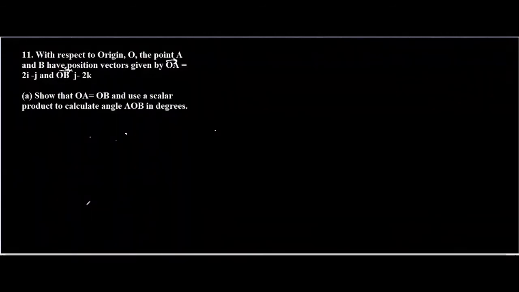In question number 11, they have given two position vectors OA and OB, and they are asking us to show that OA is equal to OB. If you notice, there is no vector sign on top. That means they are asking about the magnitude only, line segment OB and line segment OA. So we have to find the magnitude of OA, which is square root of 2 squared plus minus 1 squared. So it comes out to be 4 plus 1, which is square root 5.